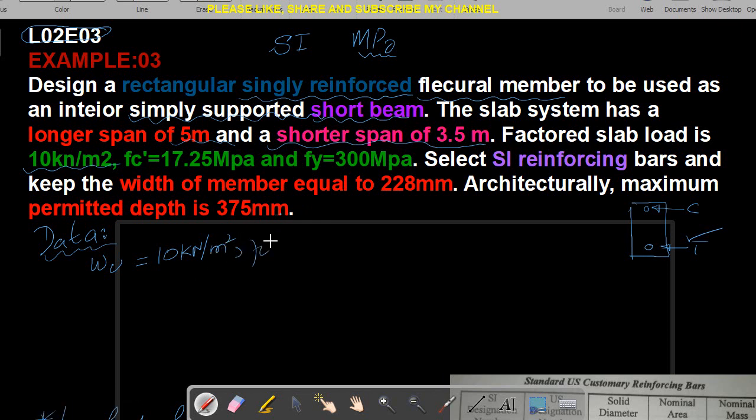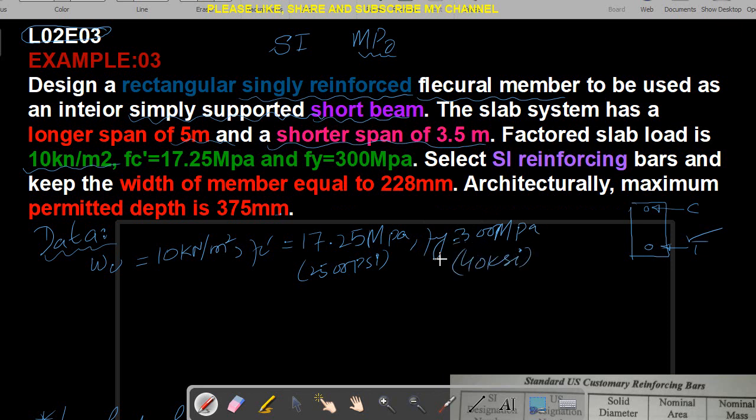FC prime is given, that is 17.25 MPa, which is roundabout 2500 psi, and FY is 300 MPa, which is 40 KSI steel, right? Select SI reinforcing bars.